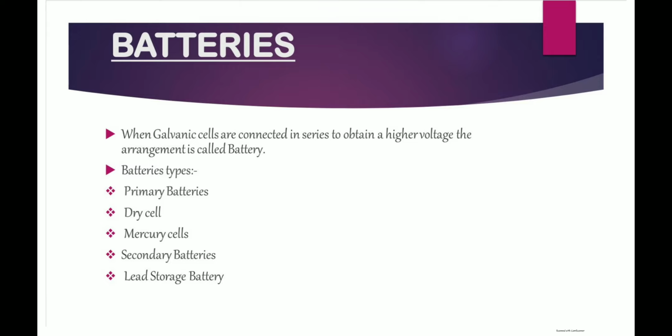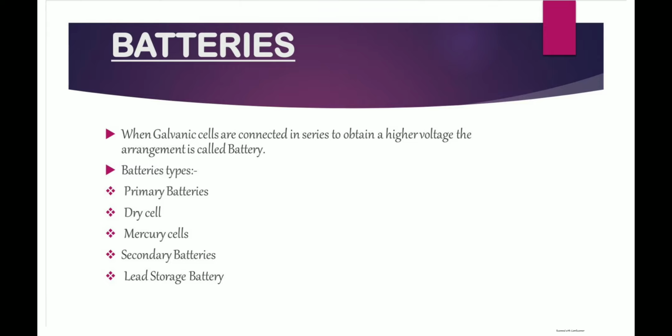What are batteries? When the galvanic cells are connected in series to obtain a higher voltage, then the arrangement is called a battery. There are two types of batteries. One is the primary batteries and the second one is the secondary batteries.